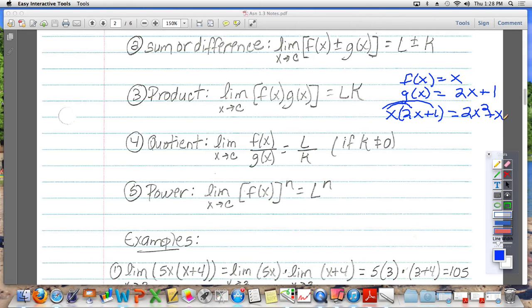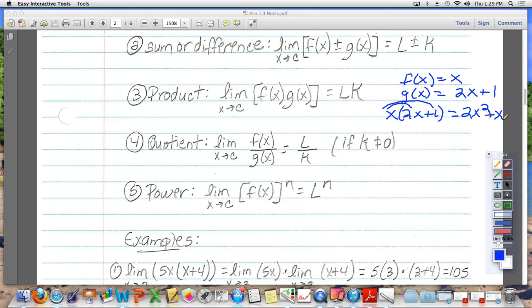The quotient property, same thing. You're just dividing instead of multiplying. So the limit as x approaches c of f of x divided by g of x, all you need to do is take the limit of f of x divided by the limit of g of x, get an answer. Pretty basic rules.